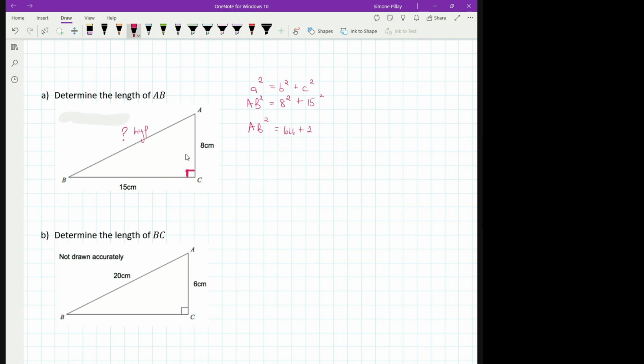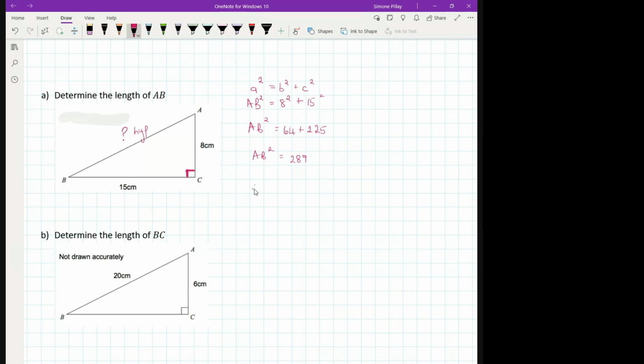Which is 225. So then AB squared is equal to 289 centimeters. Are we done? No, ma'am. Then we're going to say therefore.